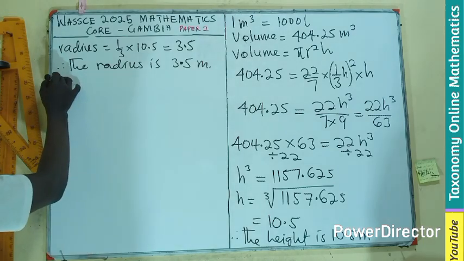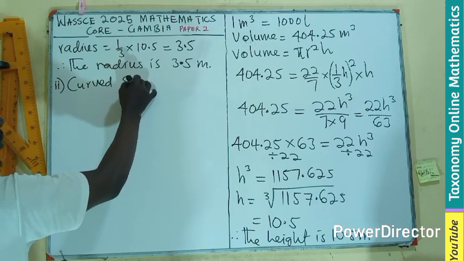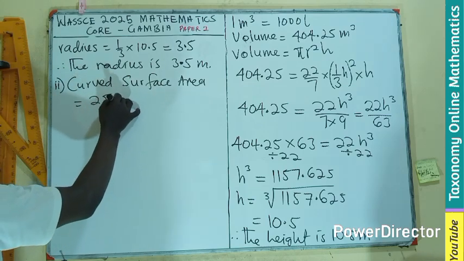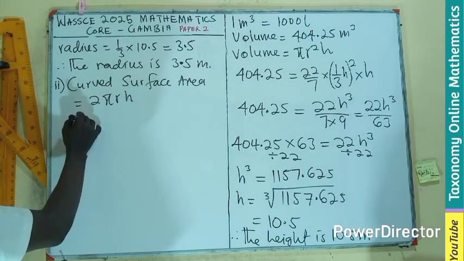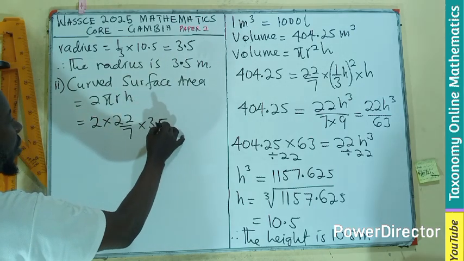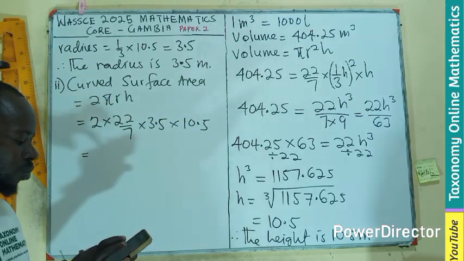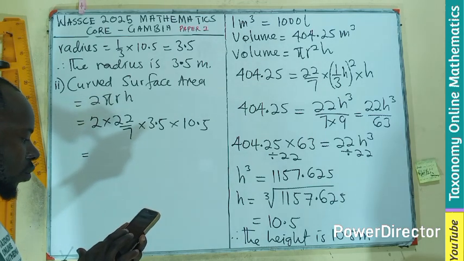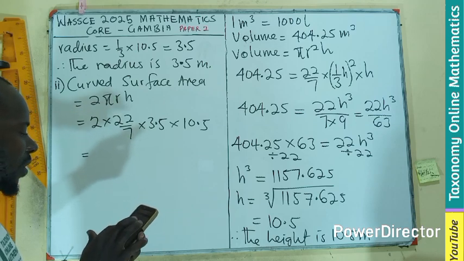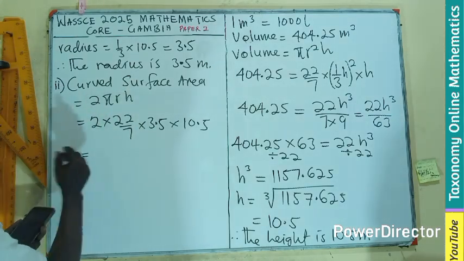All right, let's go for the Roman number 2. We know the curved surface area is equal to 2πrh. So here we only need substitution: 22 on 7, radius 3.5, height 10.5. We don't need any math cancellation. We can just put all these into the calculator: 2 times 22 times 3.5 times 10.5, all of this divided by 7.